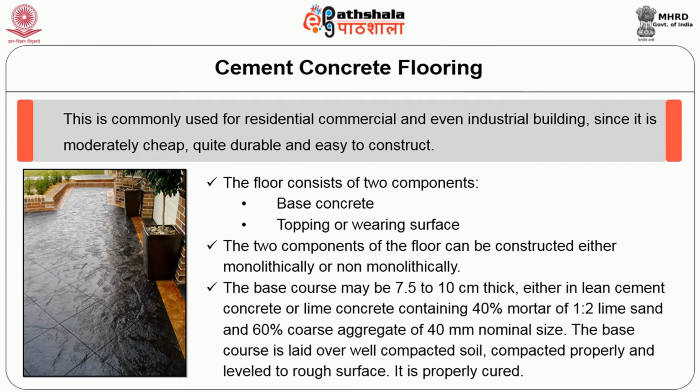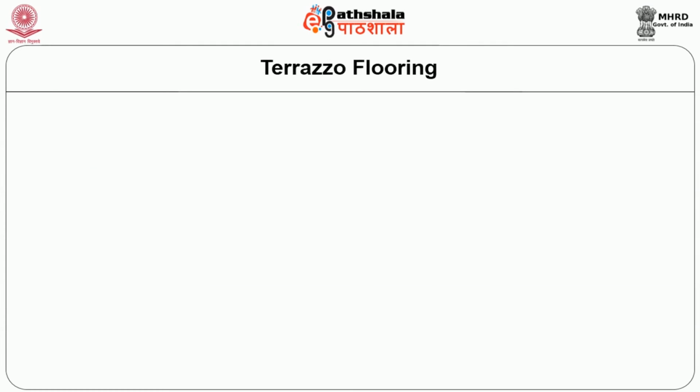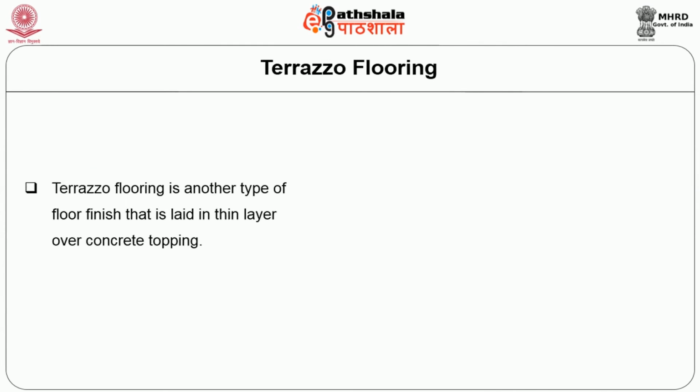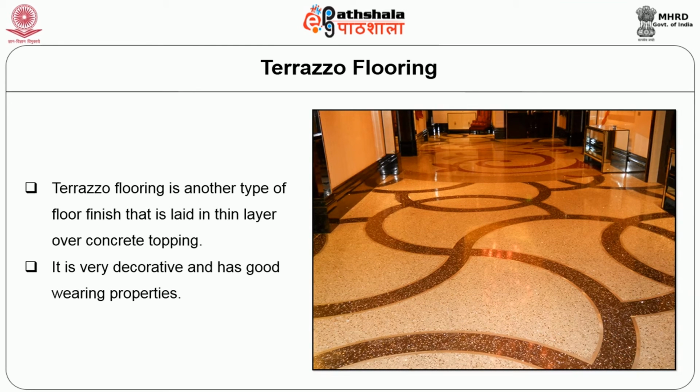The base course may be about 7.5 to 10 centimeter thick, either in lean cement concrete or lime cement concrete containing about 40% mortar of 1:2 lime sand and 60% of coarse aggregate of 40 millimeters nominal size. The base course is laid over well compacted soil, leveled to a rough surface, and properly cured. The next is terrazzo flooring, which is another type of floor finish laid in a thin layer over a concrete topping, and it is very decorative and has a good wearing property.